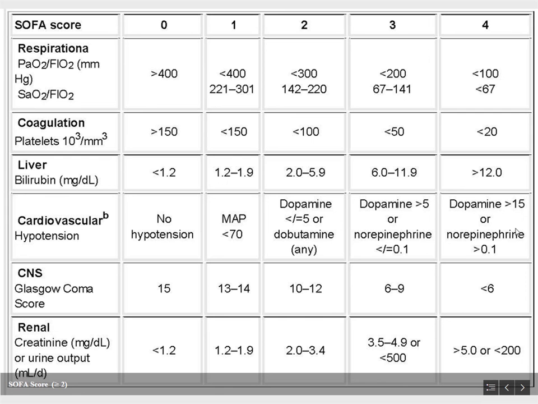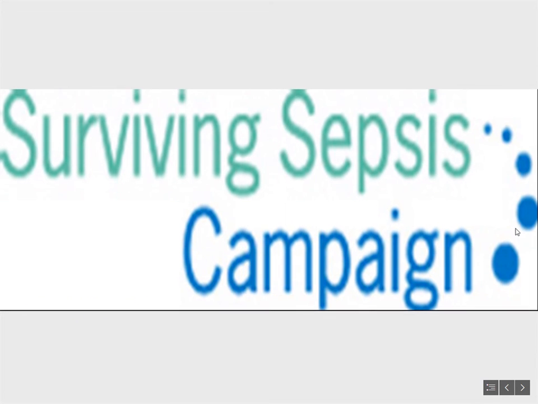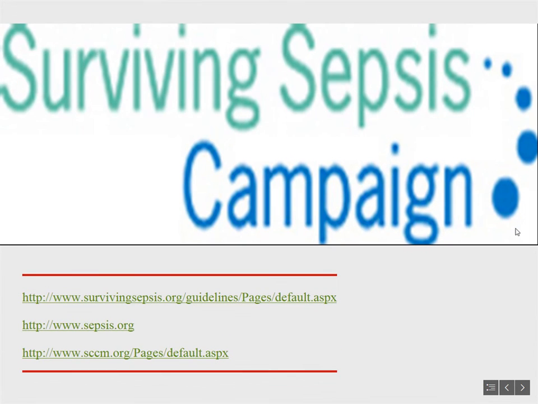This is, again, the SOFA score, but this is a more complex SOFA score that providers will use to score patients for sepsis risk. And I also provided you guys with some resources there if you want to learn more about it. It's called the Surviving Sepsis Campaign.